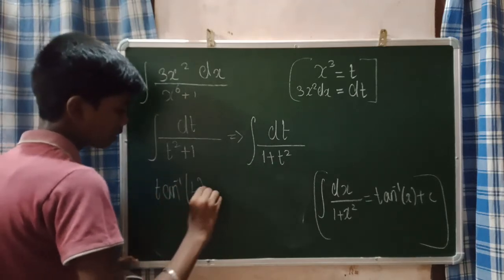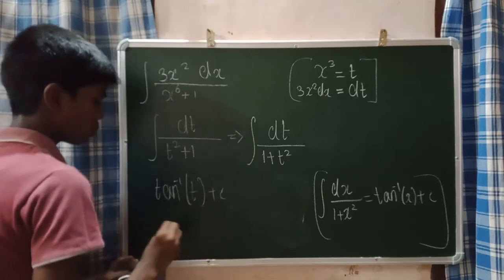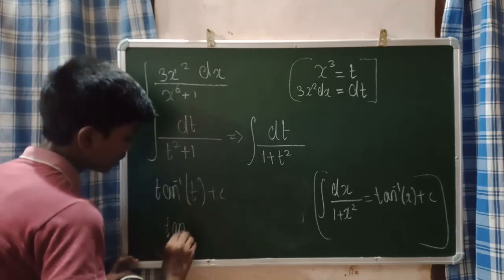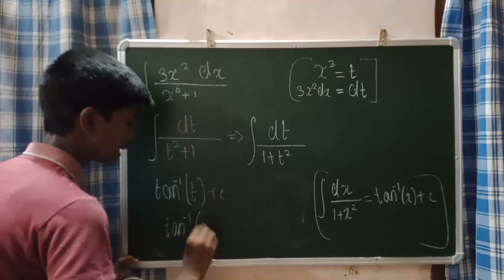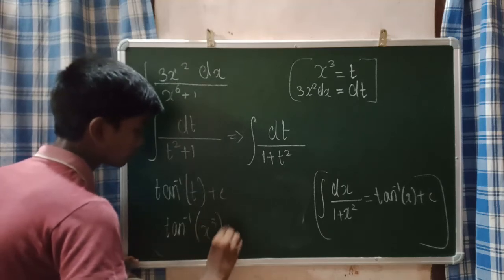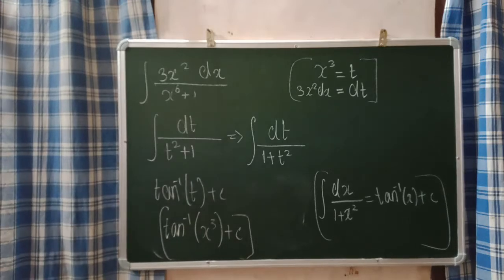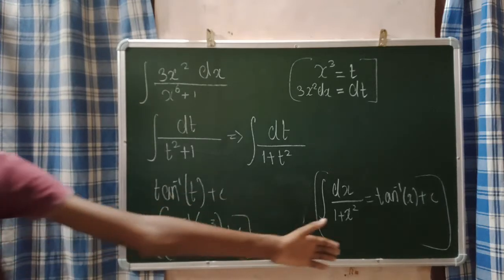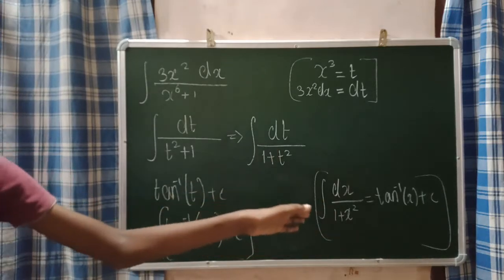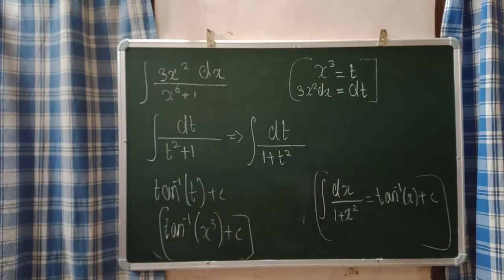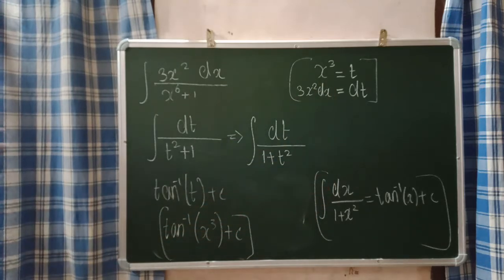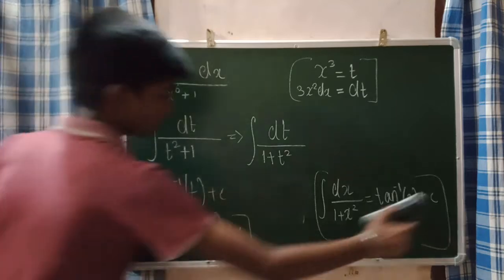t plus some constant. So what did I take for t, guys? I took t as x cube. So tan of x cube plus some constant is the answer for the first question of your exercise 7.4. Actually, this formula: integral of dt by 1 plus t square is tan of t plus some constant. So the t value is x cube, and that's the answer for the first question. Now let us move on to the second one.